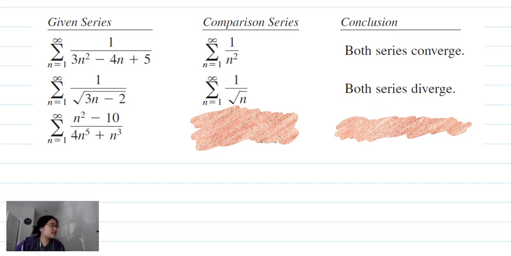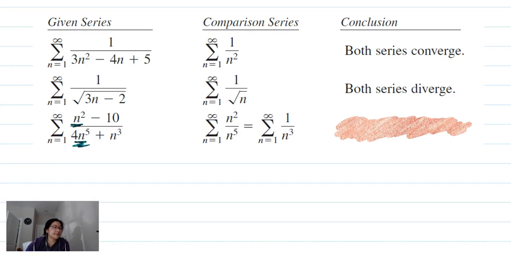And then looking at this, what do you want to compare this to? It seems more complicated. So maybe 1 over n cubed, right? Because if we're looking at n squared and then 4n to the 5th as the degree of our polynomials for our numerator and our denominator functions, then we can think maybe 1 over n cubed would be a good comparison.